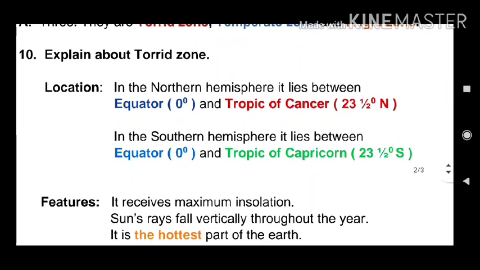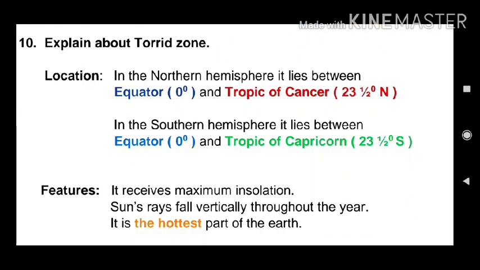Next one is explain about torrid zone. Location. In the northern hemisphere, it lies between equator, that is 0 degree latitude, and Tropic of Cancer, that is 23.5 degree north latitude. In the southern hemisphere, it lies between equator, that is 0 degree latitude, and Tropic of Capricorn, that is 23.5 degrees south latitude.